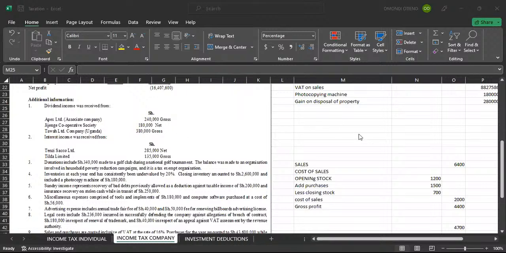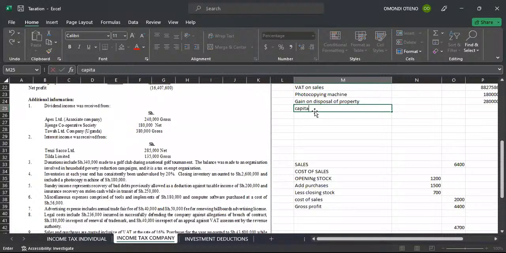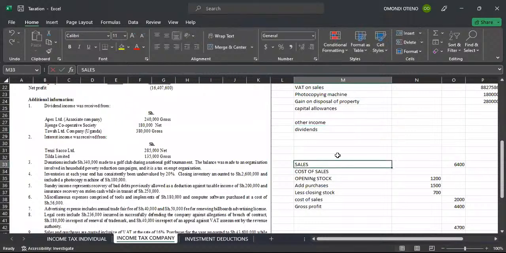Great. So what are we going to have? So we have dividends. And these dividends we have from Jijenge Limited. So Jijenge Cooperative Society.